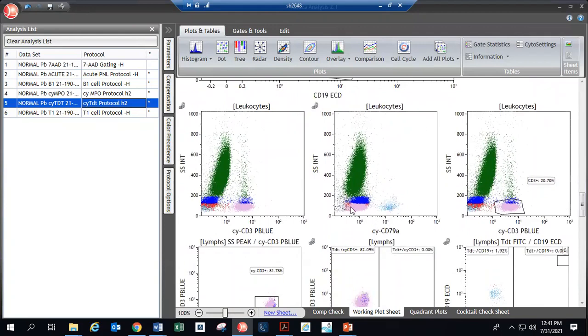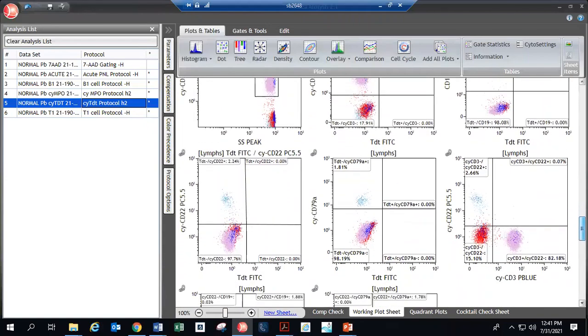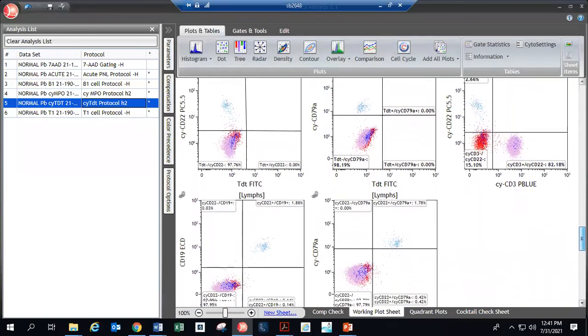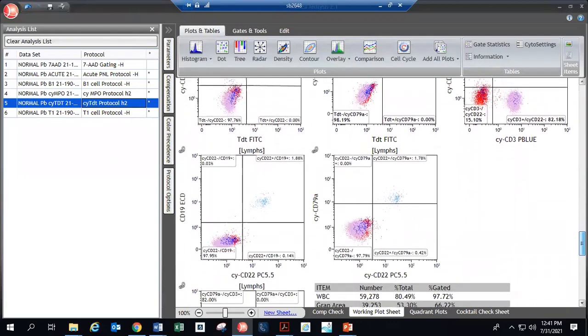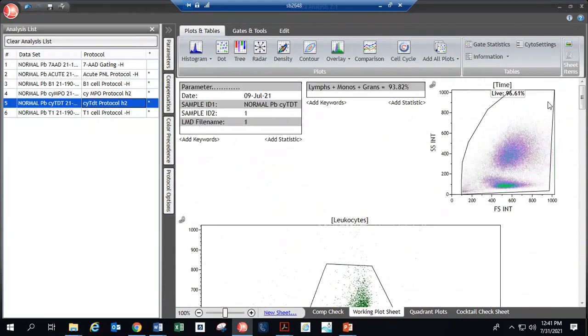These are your T cells, the pink population. So that's your T cell with cytoplasmic CD3. This is all the same, CD79A. So 79A, 19, 22, cytoplasmic CD22 positive, all of these. So these are like your normal plots that you might come across in most of the laboratories.